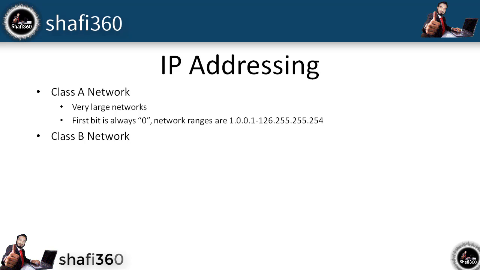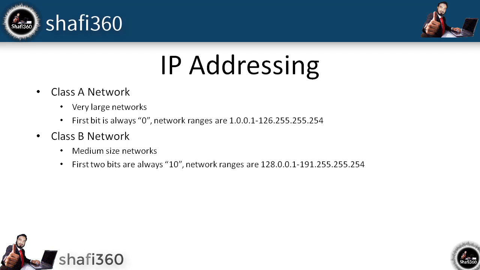The next class of network is a Class B network. Those are medium-sized networks. They're /16 networks in CIDR notation. The first 2 bits are always 10, which means the possible network ranges are 128.0.0.1 to 191.255.255.254. Say that 5 times fast. The third type of network is a Class C network. You can kind of sense the pattern here, can't you? The Class C network is lots of small networks.